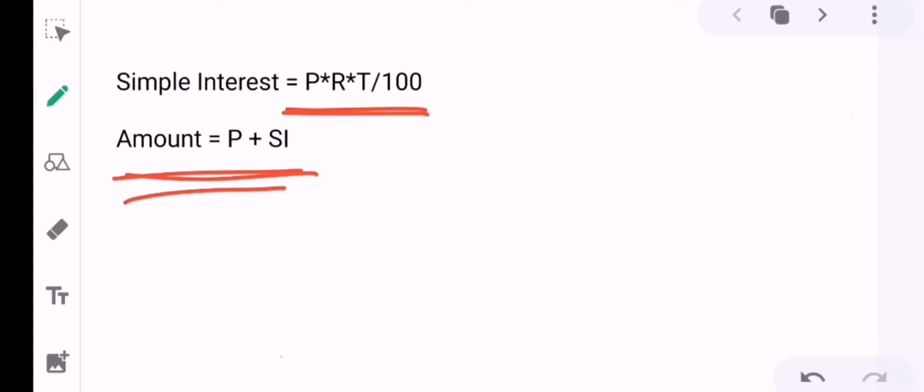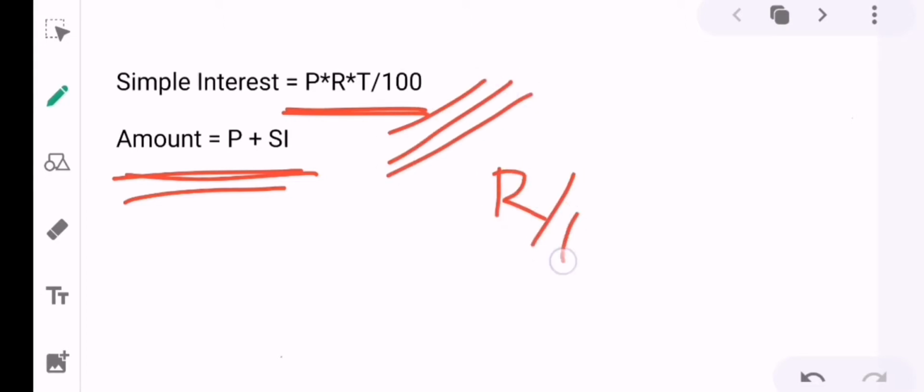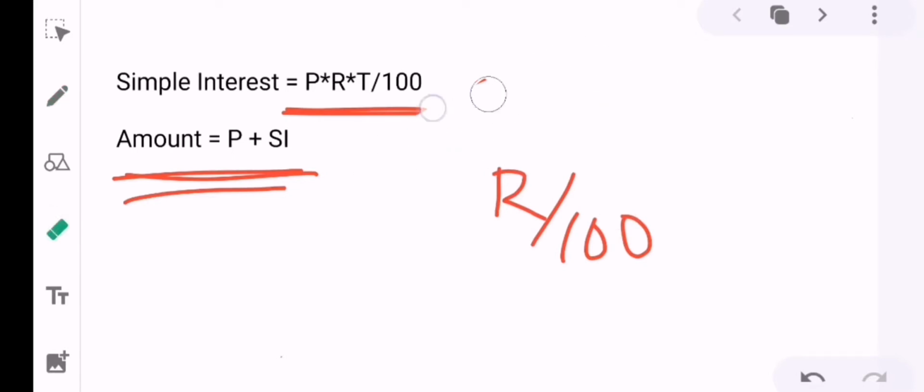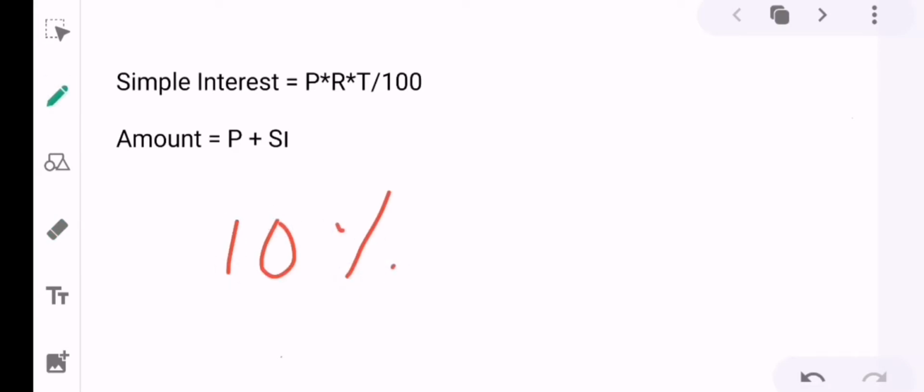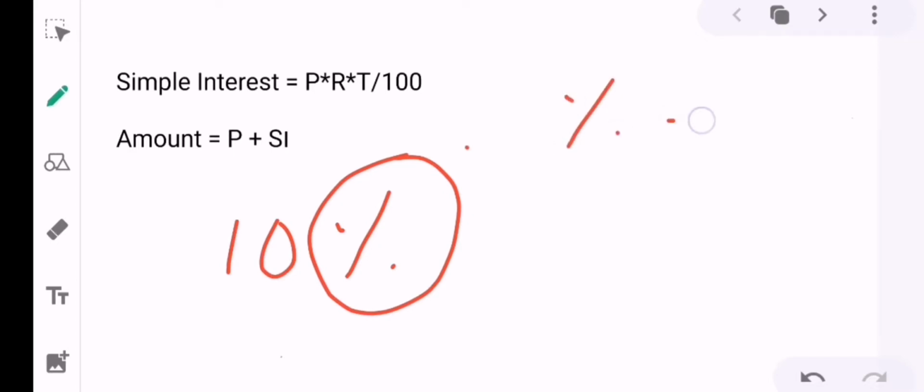You can actually derive this formula on your own. This R by 100 is actually kind of misleading. It was taught to us when we were very small in our schools. What exactly is it? R is rate, and rate is always expressed in percentage, right? So what does 10% mean? What does the percentage symbol mean? Percentage symbol simply means 1 by 100.